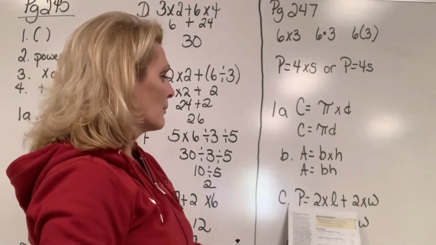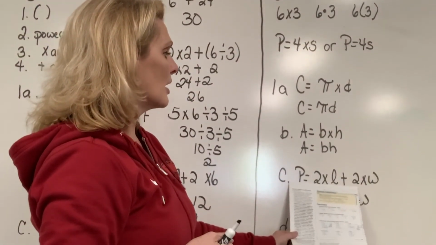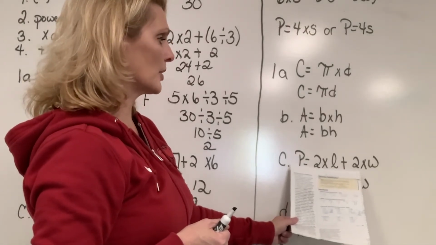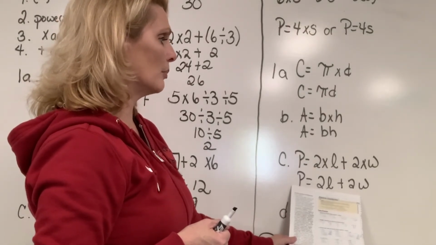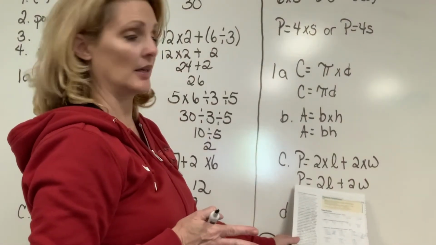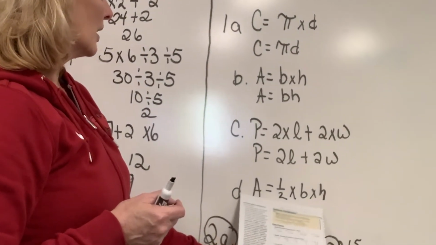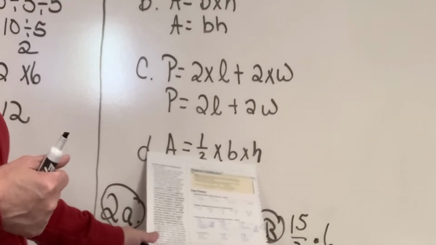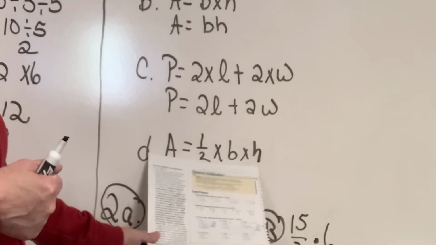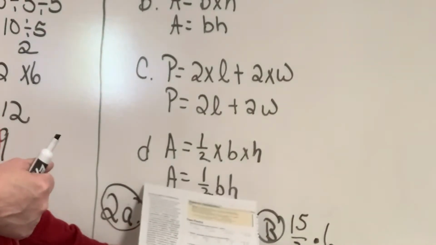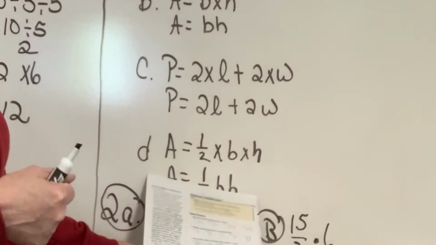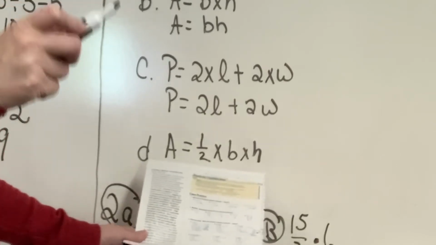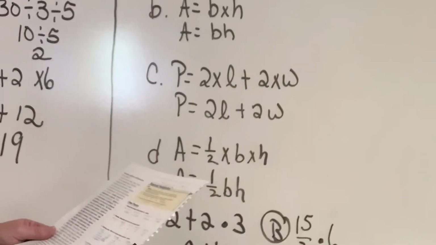Okay? Perimeter equals 2 times L plus 2 times W. You're taking out the multiplication sign. 2L plus 2W. It means the same thing. D is area equals 1/2 times base times height. You're taking out the multiplication sign. 1/2 base height. That means multiply, multiply. Okay? So let's look at 2a.